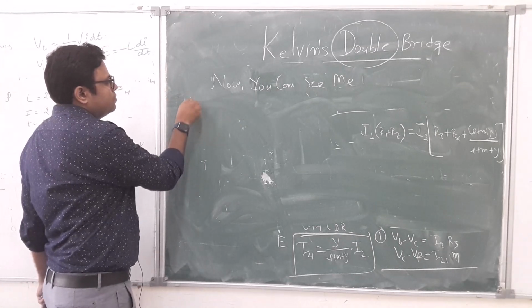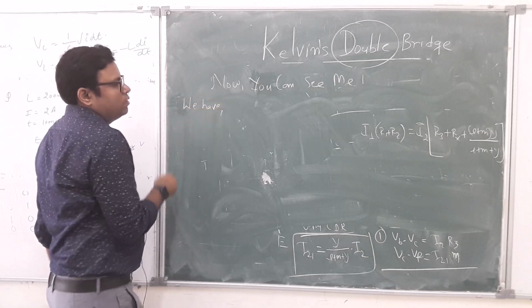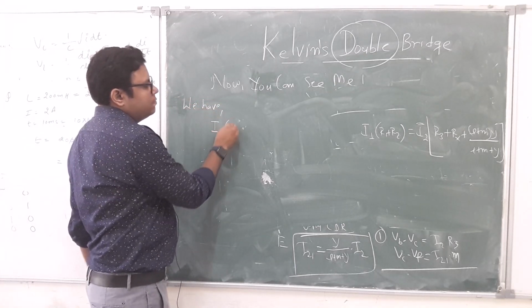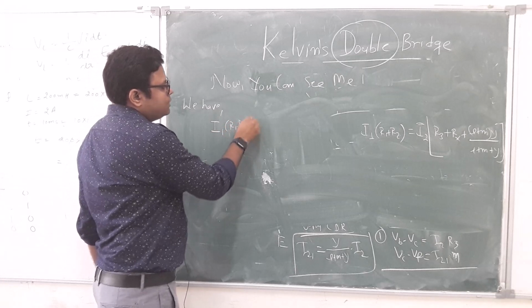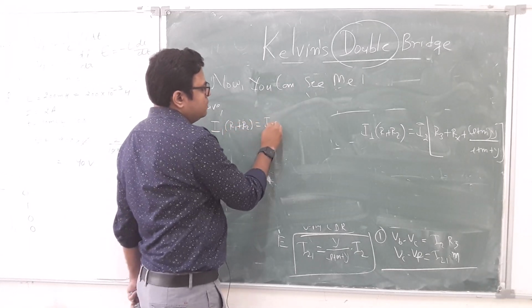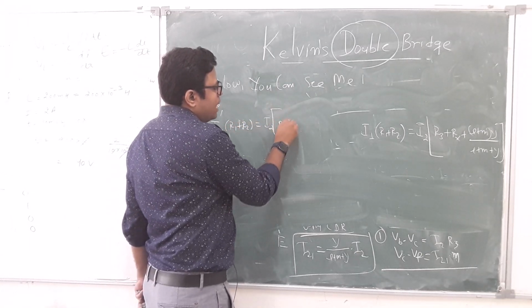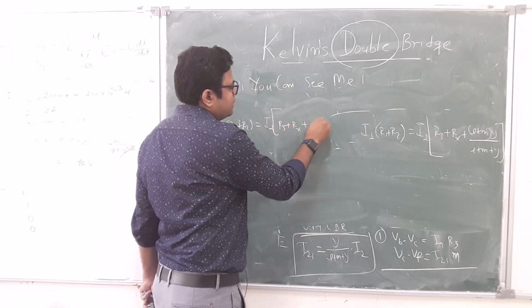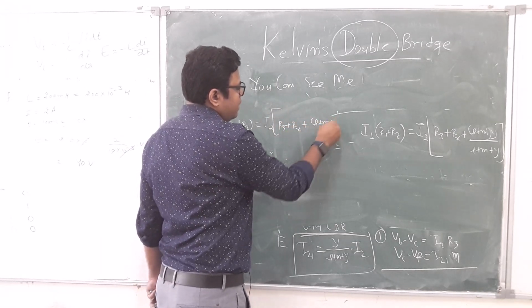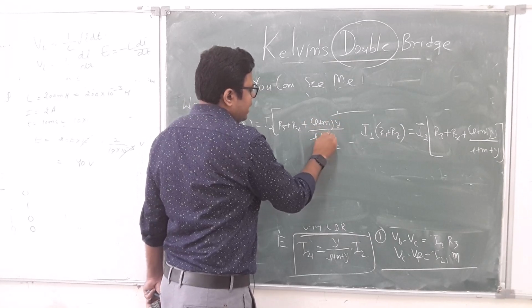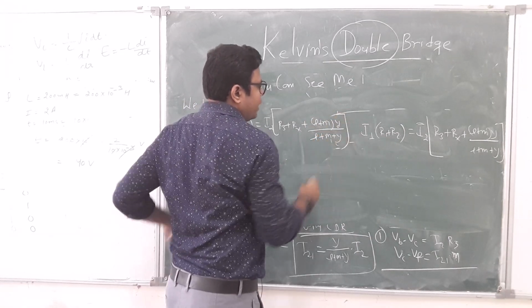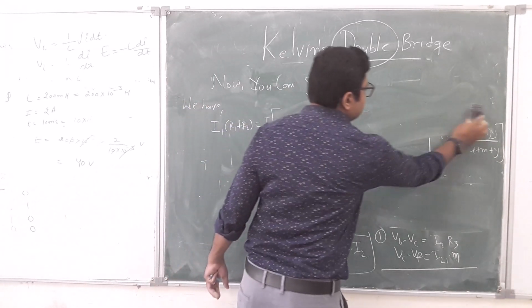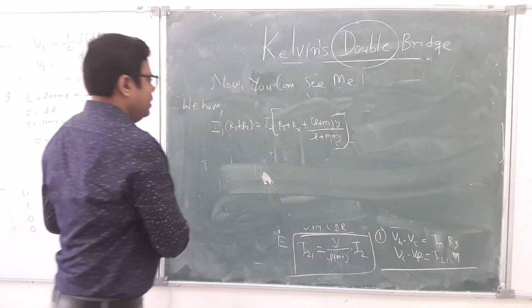So we have one thing: I1 (R1 plus R2) is I2 (R3 plus Rx plus (L plus M) Y by (L plus M plus Y)). So let's rub this.